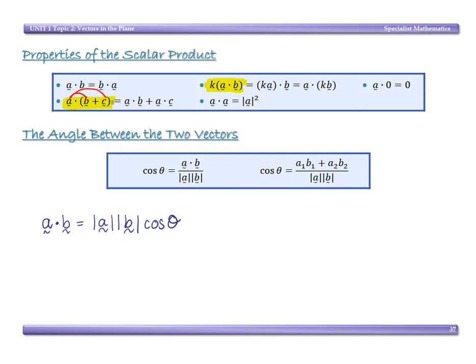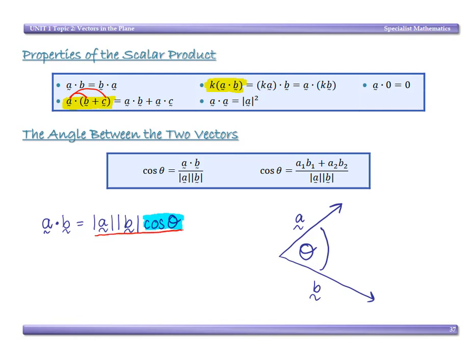Now our formula for dot product can also be rearranged to find the angle between the two vectors. So remembering that if you have two vectors A and B, the angle in the formula, theta, is the angle between the two vectors. So our general formula is the dot product between vector A and B is the magnitude of vector A times the magnitude of vector B times cos of theta. We can rearrange to get cos theta on its own.